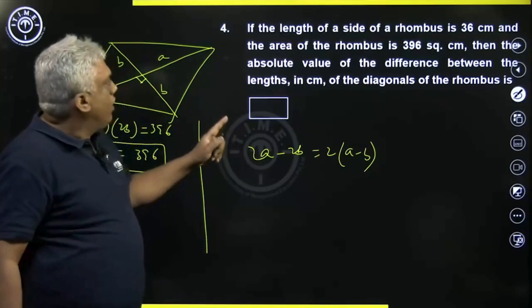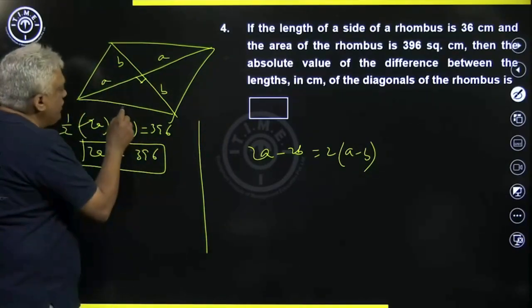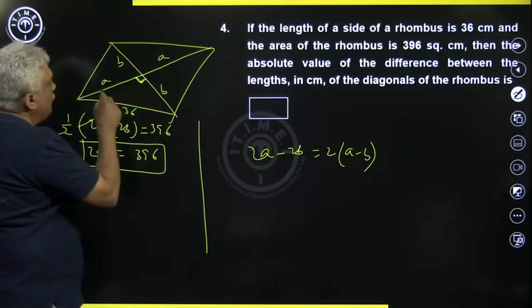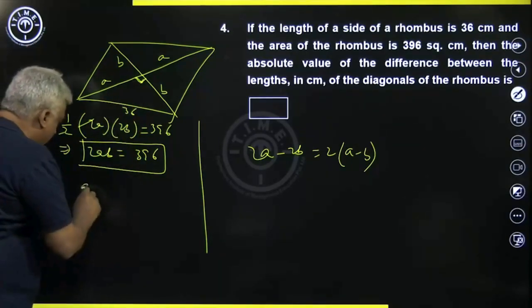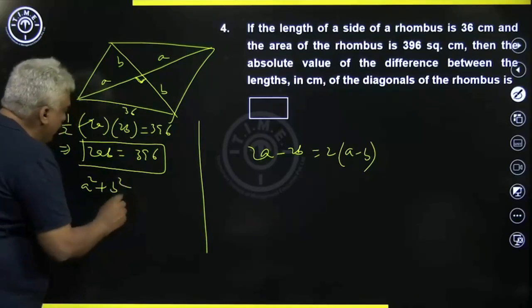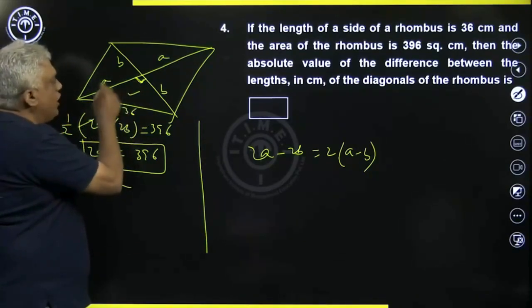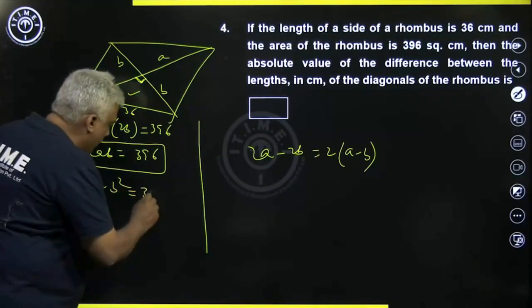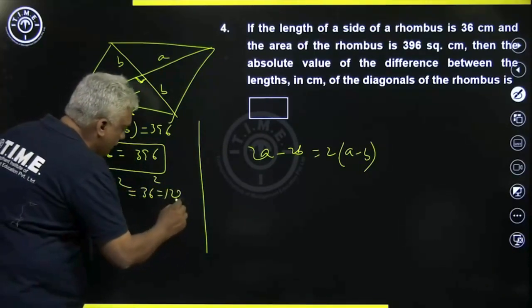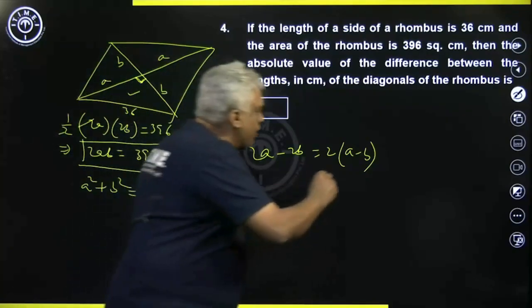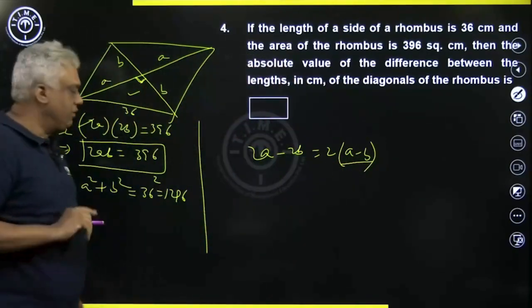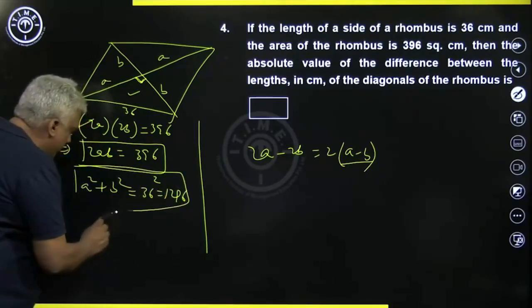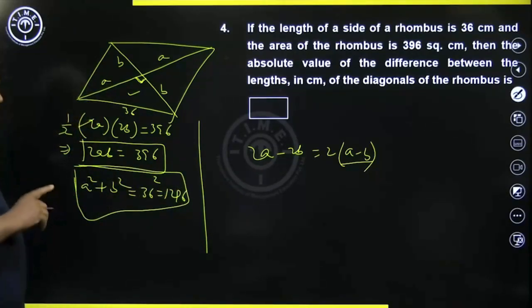Now, the length of each side is 36. We can use the Pythagoras theorem here. From this triangle, A square plus B square equals 36 square, and 36 square is 1296. We have to find the value of A minus B, then only we can get the answer. Now we have 2AB, and we have A square plus B square. You can easily find the value of A minus B.